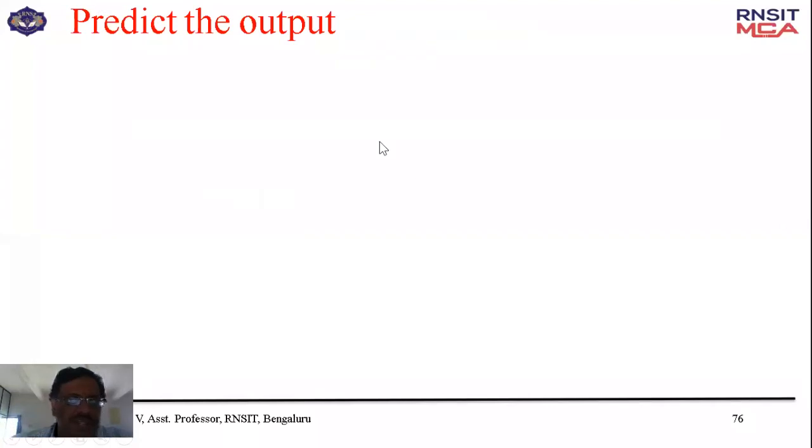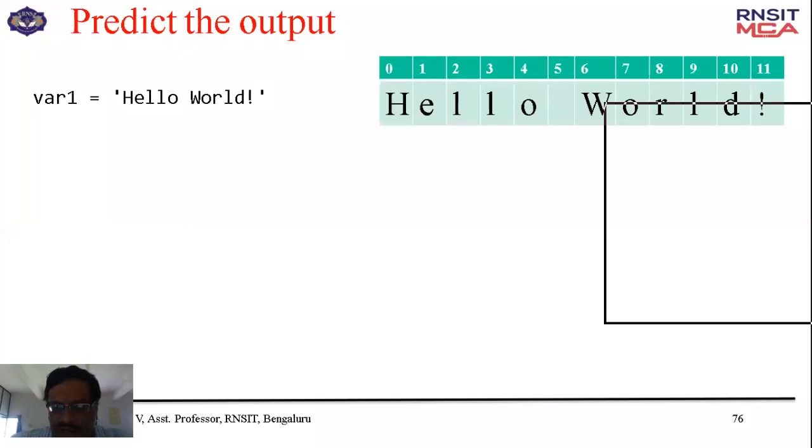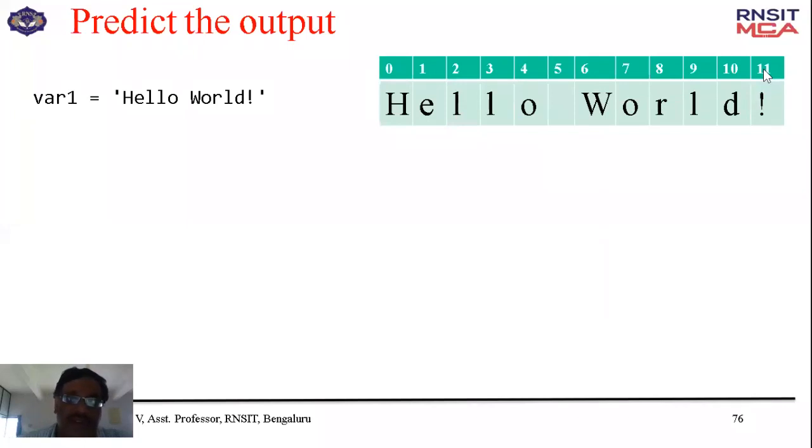Let us see. You have a variable var1, which has the value hello world. For your reference, I have created the memory locations like this. It is starting from 0. H is starting from 0, then 1, 2, 3, 4, 5, 6, 7, 8, 9, 10, 11. I have given this just for your understanding. In the examination also, if something like this is asked to predict the output, you are supposed to do it the same way. Now, what will be the output of this line?